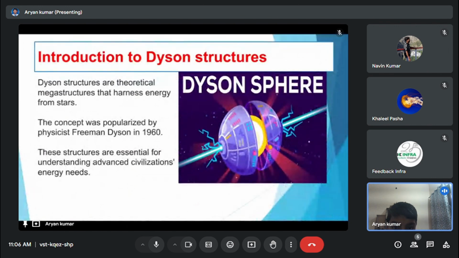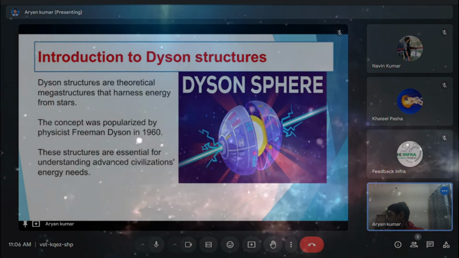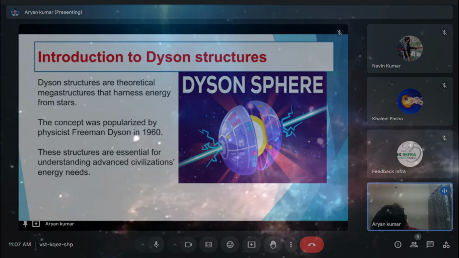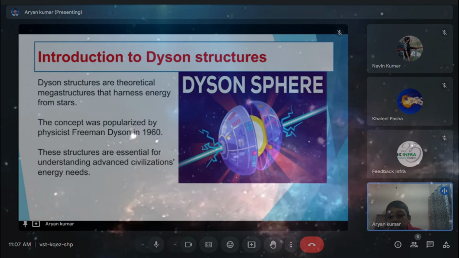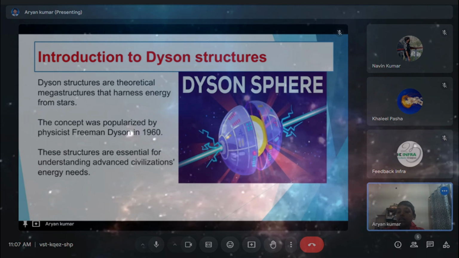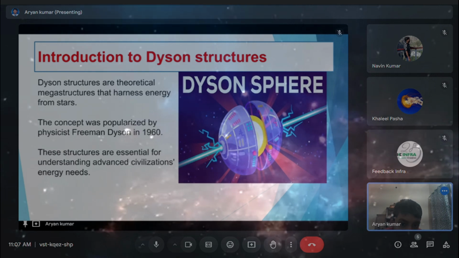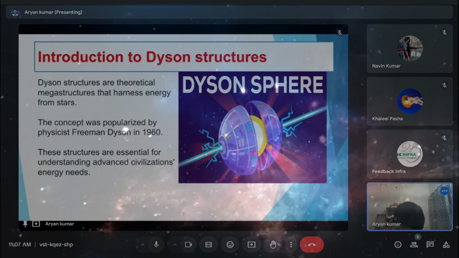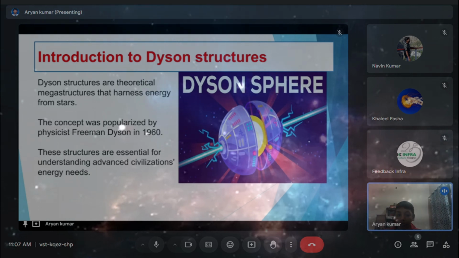So, introduction to Dyson structures. Dyson structures are theoretical megastructures that harness energy from stars. This concept was popularized by physicist Freeman Dyson in 1960. These structures are essential for understanding advanced civilization's energy needs. So these are things engulfing a star and getting its energy from it.